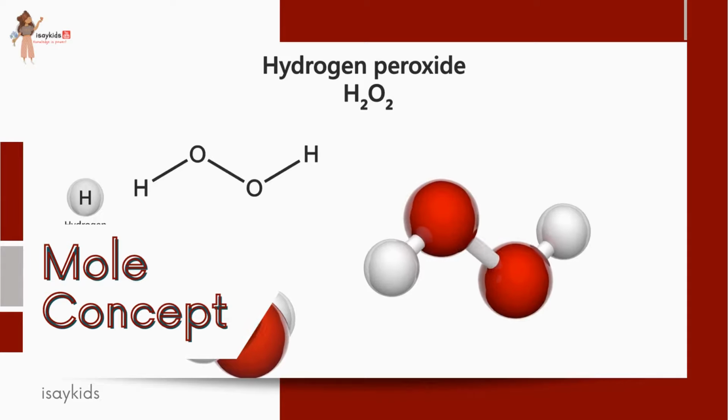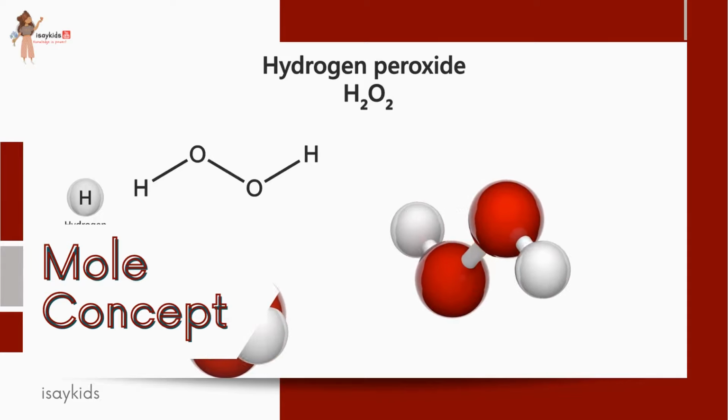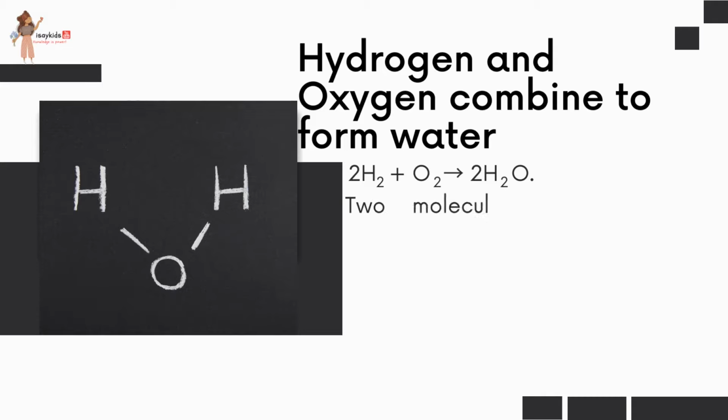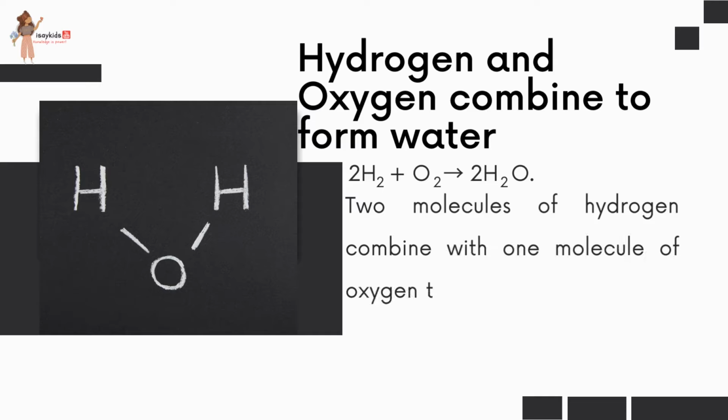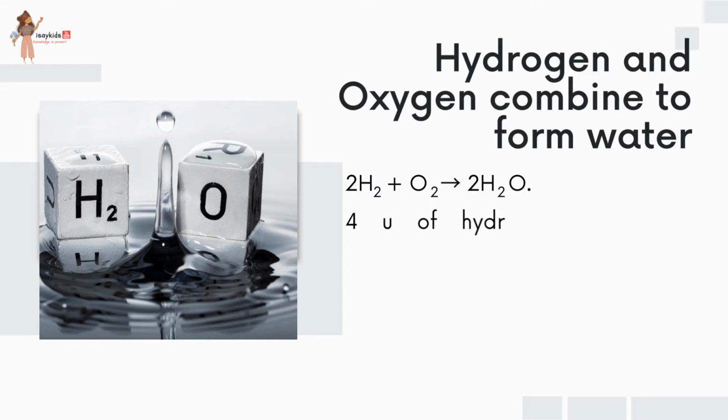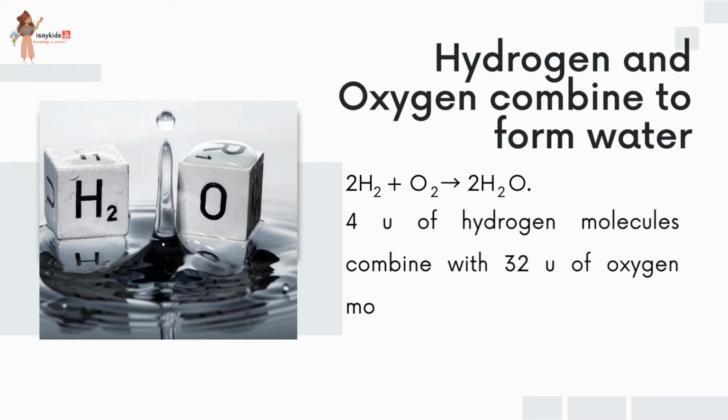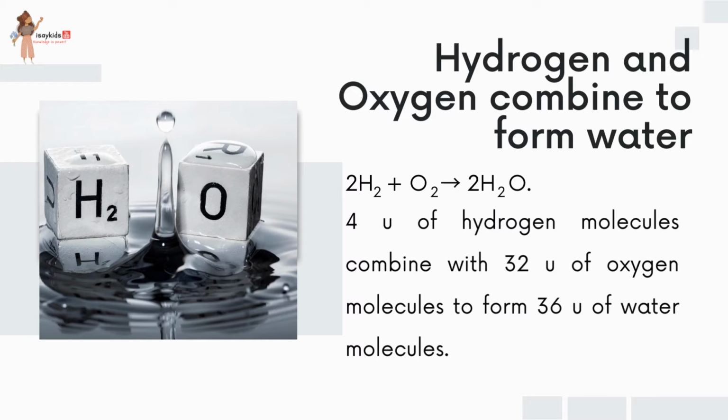Mole concept. Take an example of the reaction of hydrogen and oxygen to form water. 2H2 plus O2 gives 2H2O. The above reaction indicates that 2 molecules of hydrogen combine with 1 molecule of oxygen to form 2 molecules of water, or 4U of hydrogen molecules combine with 32U of oxygen molecules to form 36U of water molecules.